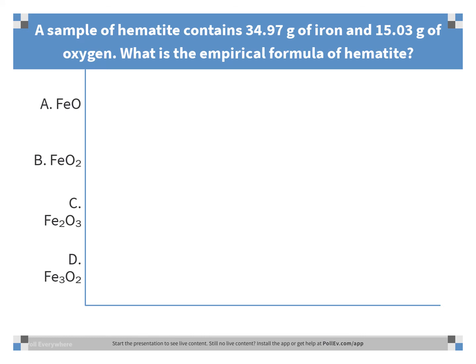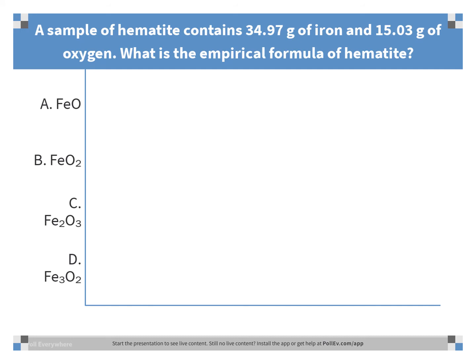So the correct answer is C, Fe2O3. This sample would give you, once you do all your steps, a ratio of 1 iron to 1.5 oxygens. But we don't want to round that 1.5 all the way up to 2, because it's not really trusting the data that we got.